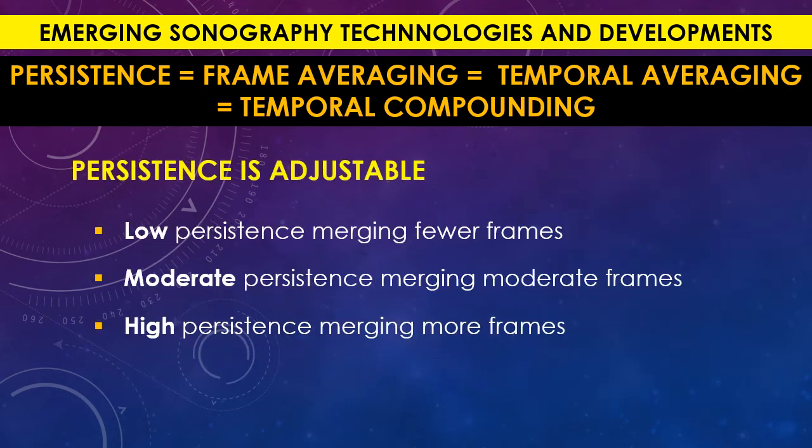So is persistence adjustable? Yes, it is adjustable, and you can have different levels of persistence, like low persistence. For example, you are adding 2 or 3 of the previous frames, or you might have moderate persistence. You might add more than this, like 4 or 5 frames or more to the current frame. Or you might have high persistence when you add more than 7 or 8 frames to the current frame. It means that you are adding a lot of history to the current frame.